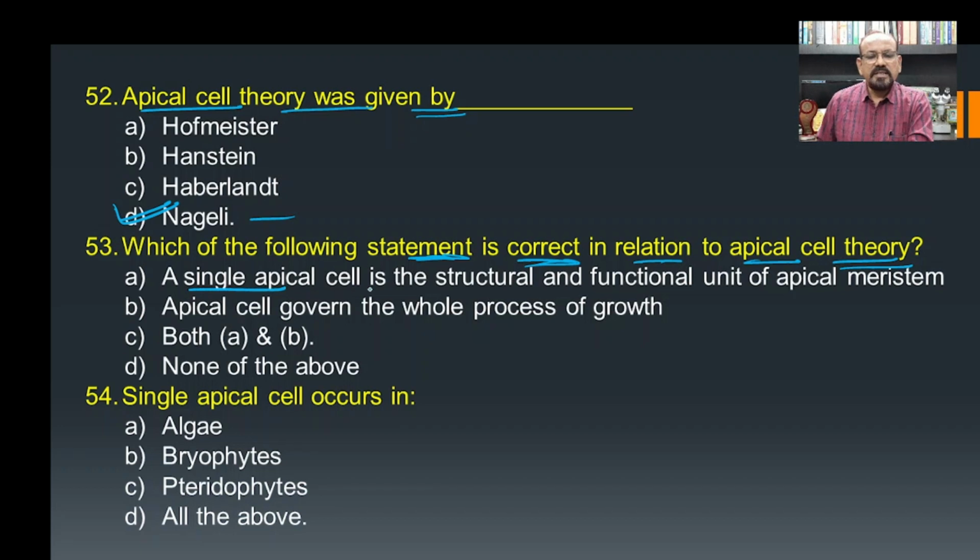Number 1, that the single apical cell is the structural and functional unit of the apical meristem. This is the correct statement. Second one, that the apical cell governs the whole process of growth, and this is also the correct one, and hence both A and B will be the answer for this question. Single apical cell occurs in. The characteristic feature of the algae, bryophytes and pteridophytes is the presence of a single apical cell which is involved in the overall growth of the plant body, and hence all the above become the answer for this question.